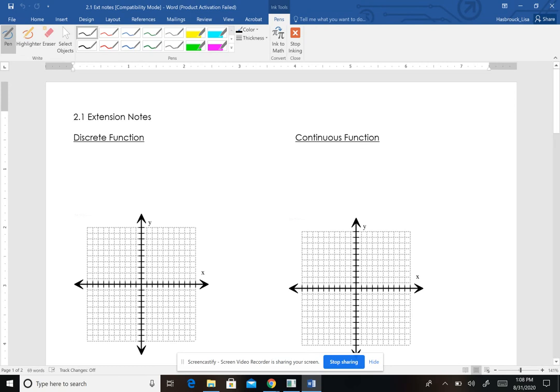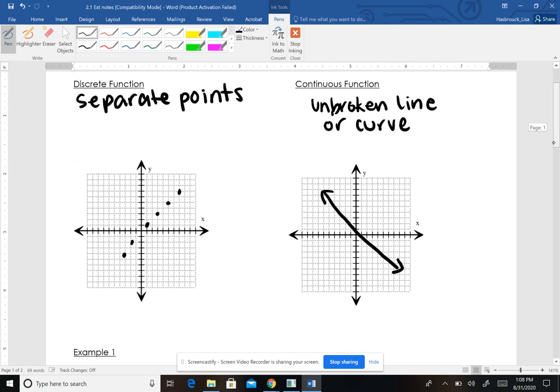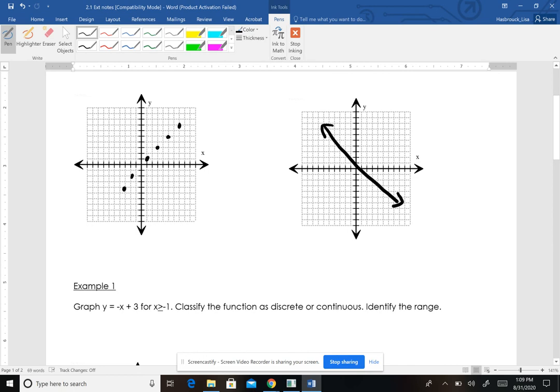A discrete function means they're separate points. So it's a set of points on a graph, like this. Okay, they're all separate. A continuous function is an unbroken line or curve. So it's where all the points are connected, like this. So we're going to use this knowledge to decide if functions we're graphing are discrete or continuous in this section.